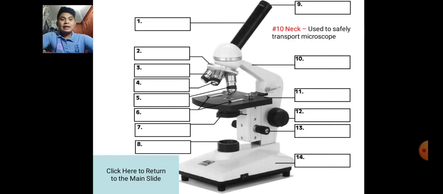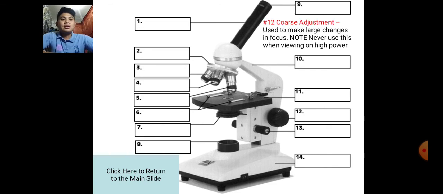And number 10 is the neck, used to safely transport the microscope. Okay? And number 11, the stage, where slides are placed on it. Okay? Number 12 is the coarse adjustment, used to make large changes in focus. Note, never use this when viewing on high power. Okay? Take note of that, guys.